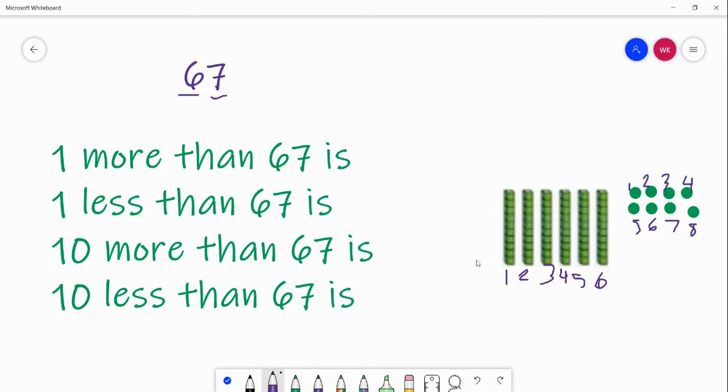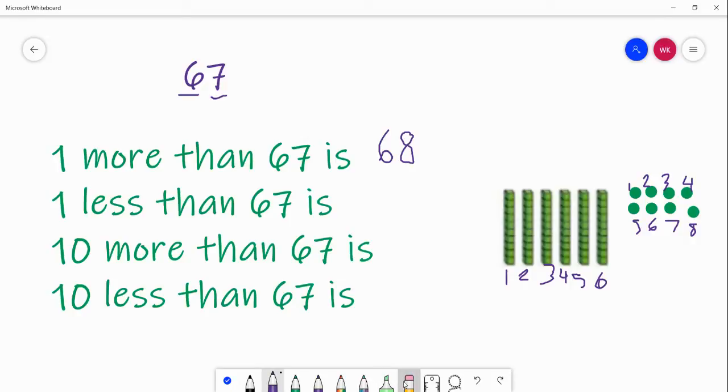So now let's see what our number is. We have 10, 20, 30, 40, 50, 60. So we have 6 tens, and then we have 1, 2, 3, 4, 5, 6, 7, 8. We have 8 ones. So 6 tens and 8 ones is the number 68. So 1 more than 67 is 68 from our visual representation.